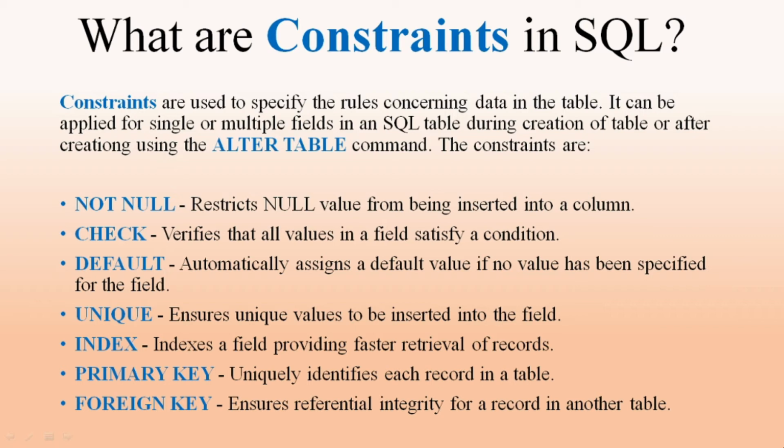So the unique constraint ensures unique values to be inserted into the field. It means all the fields should have distinct values. The index constraint: indexes help in providing faster retrieval of records. Same like in a programming language, you can say an array. In an array, to access the elements we need to use the index number. Same like that, here also the index helps us to provide faster retrieval of records. The primary key constraint uniquely identifies each record in a table. The foreign key constraint ensures referential integrity for a record in another table.